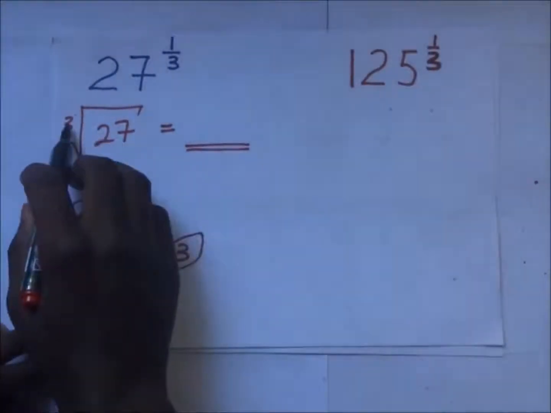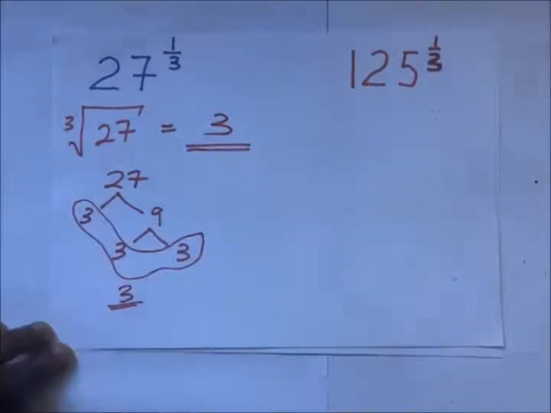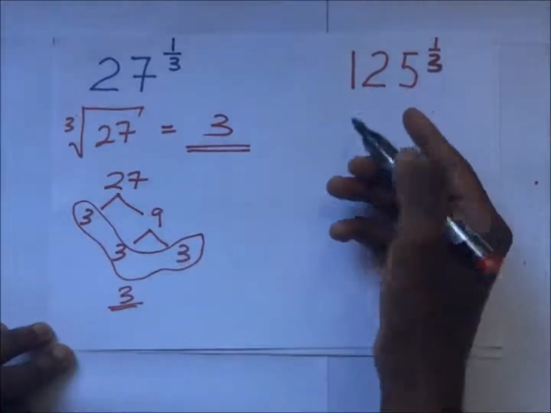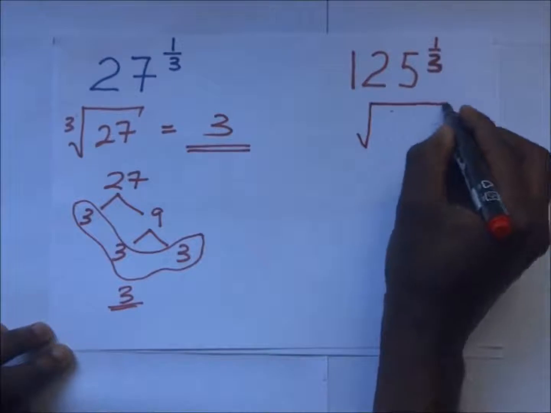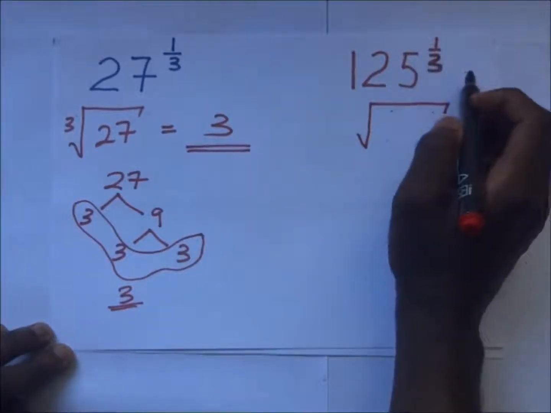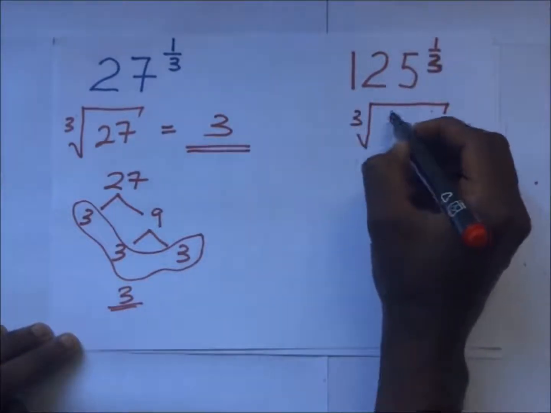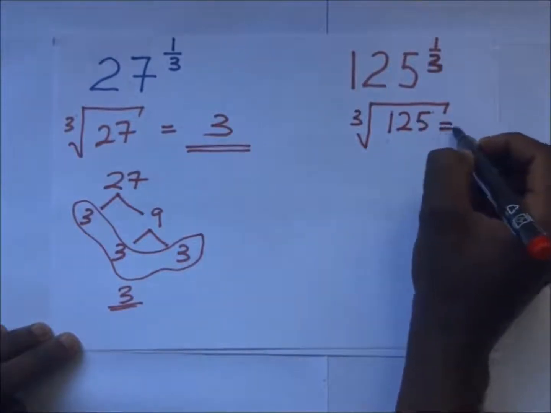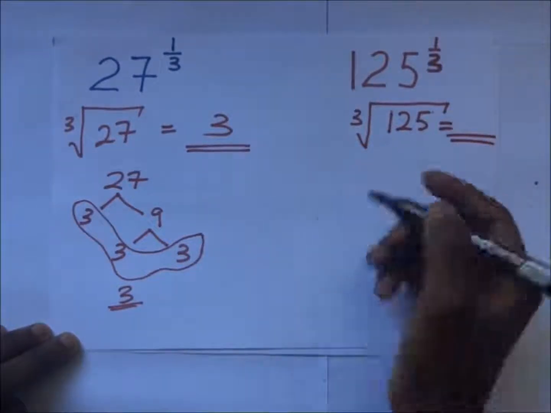So meaning the third root of 27 is 3. Same as this, the third root of 125. 125 to the power 1 over 3 is the same as the third root of 125. What's the answer? Let's look for the answer.